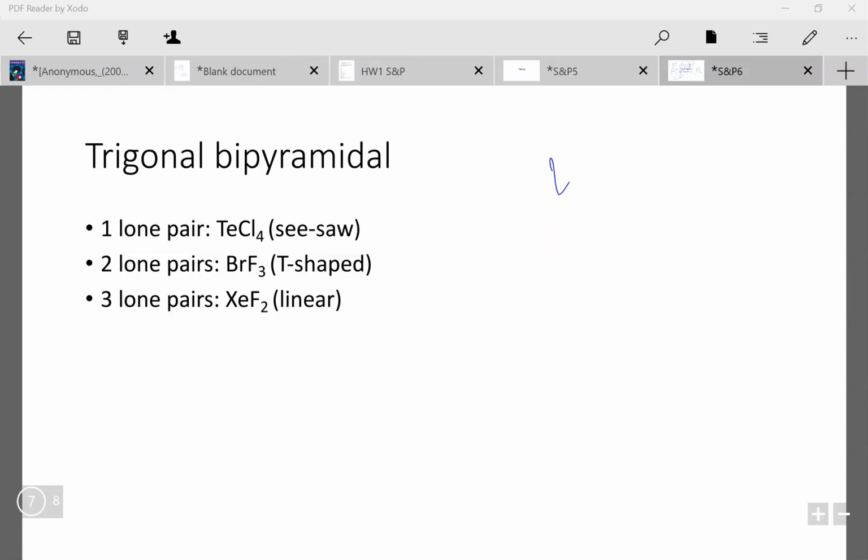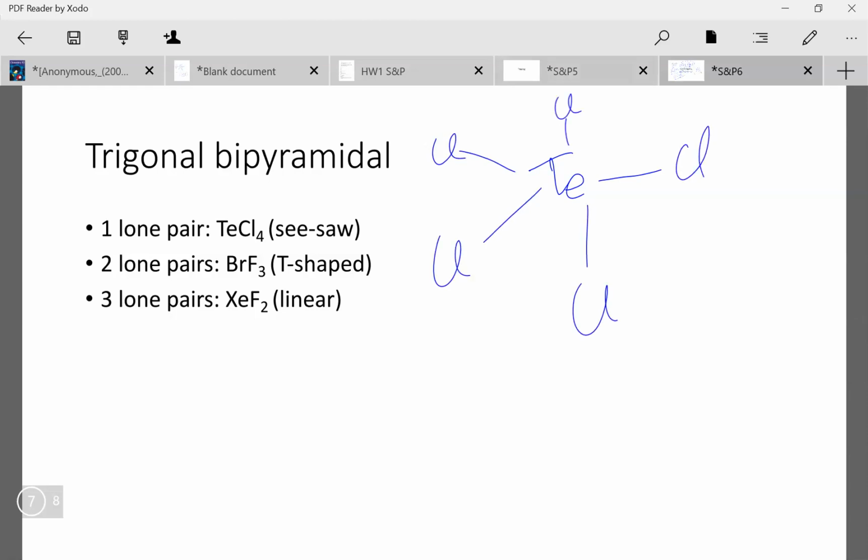Alright, to continue, we have TeCl4, and again, we started off with, for example, an axial structure, but instead, we have now removed one of the things from here and added a lone pair, so this kind of pushed down a little bit, but you can see here that it basically looks like a seesaw if you look at it sideways.